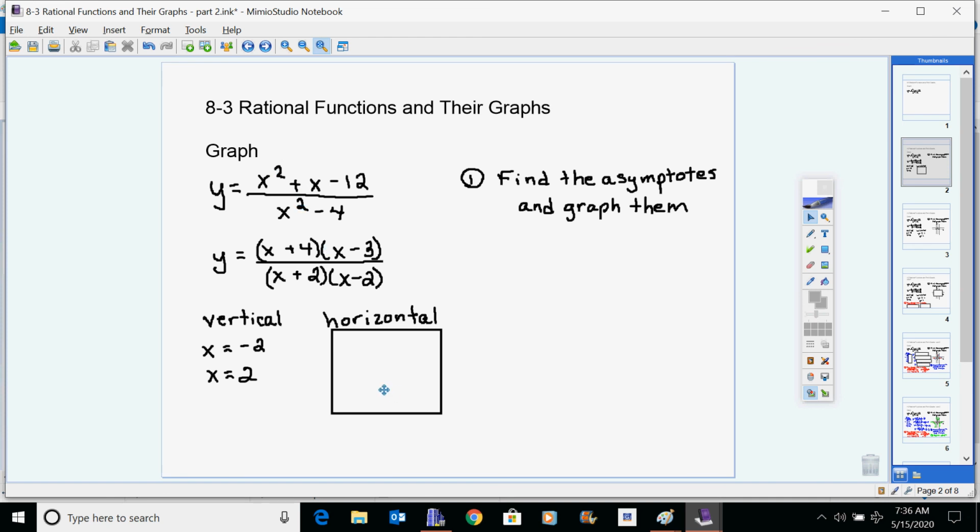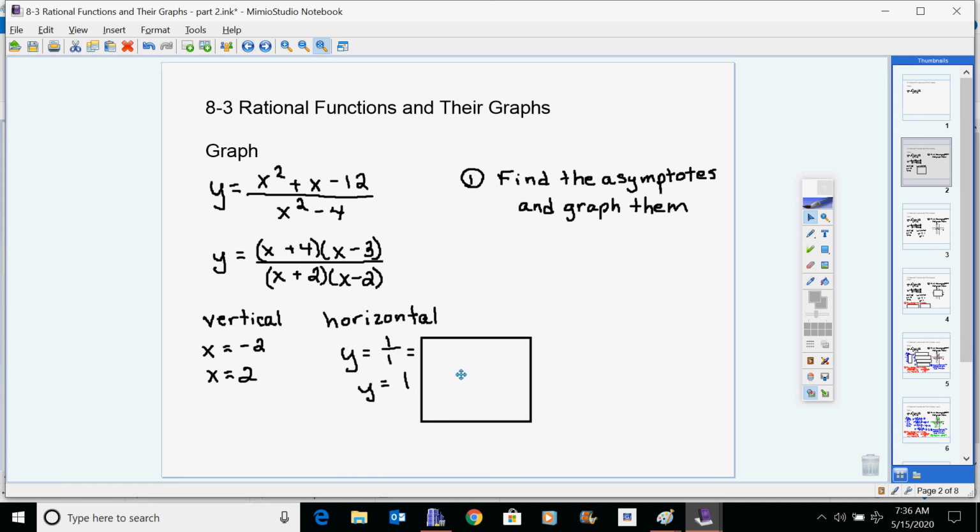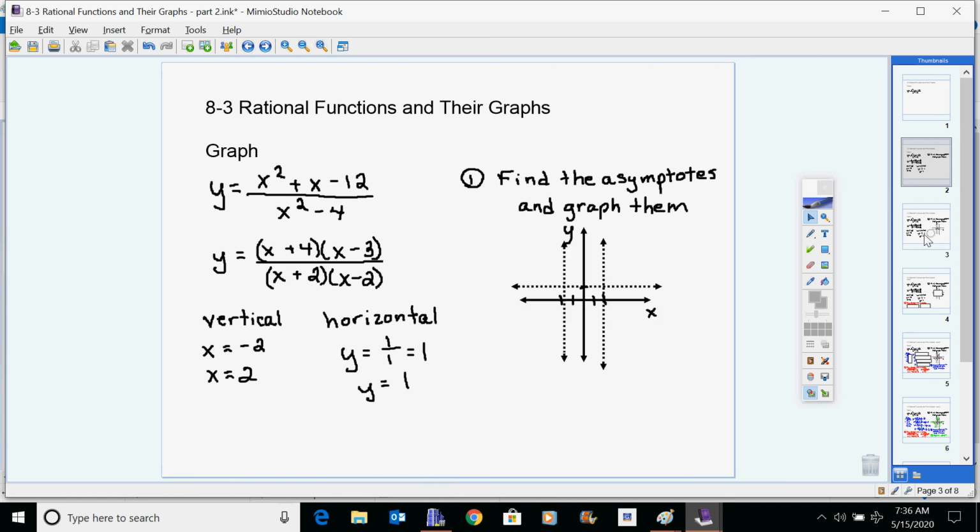Horizontally, notice that the numerator and denominator have the same exponent. So that means we need to look at the coefficients. The coefficients are 1 here and 1 here, which is going to give us y equals 1 for our horizontal asymptote. So vertically we have -2 and 2, and horizontally we have 1. These are our invisible guiding lines that have graphs looking like this.